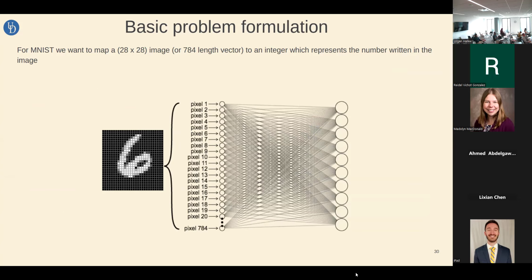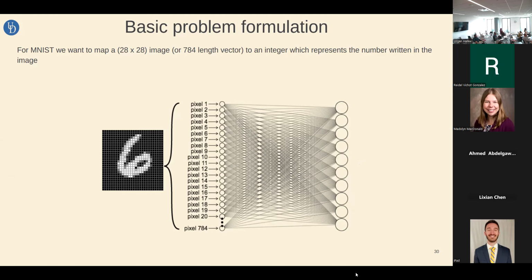So back to MNIST, the basic problem formulation. Again, each image is 28 by 28, or 784. The basic objective is to map a 784-size vector to a dimension 10 vector, where the largest value in that size 10 vector corresponds to the number in the image. So if we start at 0 and go 1, 2, up to 6, that means we actually want the largest number in this vector to be here for this problem. That's what we're trying to accomplish here.